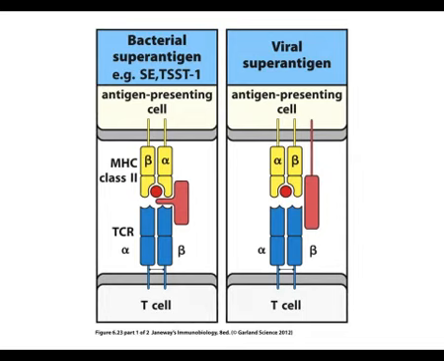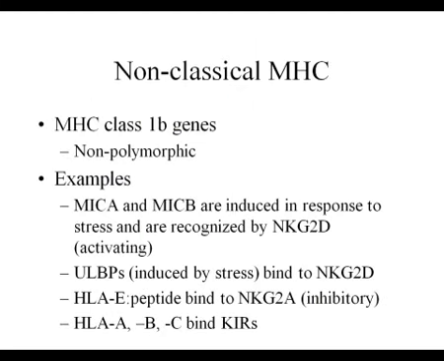One last topic that is going to start to get a little hairy: this idea of non-classical MHC. There's a bunch of MHC class 1b genes. I used that term briefly earlier. These are non-polymorphic, and there's a whole bunch of examples here. These tend to give signals to NK cells.